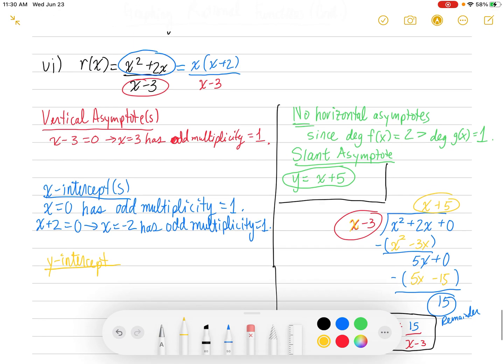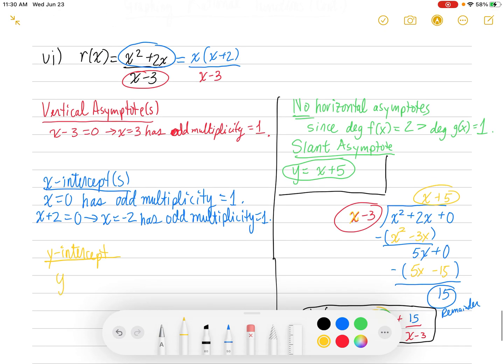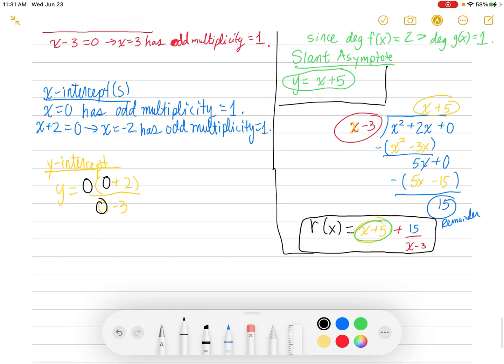Okay, so now we're going to find the y-intercept, there's just one. I'll use the factored version. I'm going to take y equals, plug in 0 for x: blank times blank plus 2 over blank minus 3. Oops, plugging in 0 for x, so it should be a 0 for all the x's.